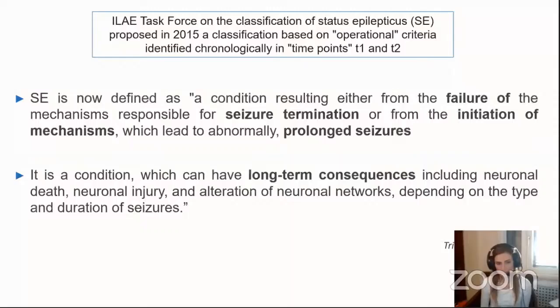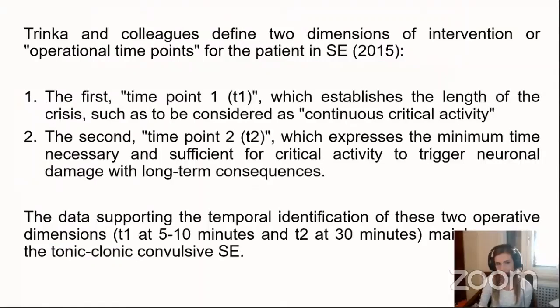Two main aspects can define SE. The one is that SE is now defined as a condition resulting either from the failure of the mechanism responsible for seizure termination or from the initiation of the mechanism which leads to abnormally prolonged seizures. And SE is a condition in which we can observe long-term consequences, including neuronal death, neuronal injury, and the alteration of neuronal networks, depending on type and duration of seizures.